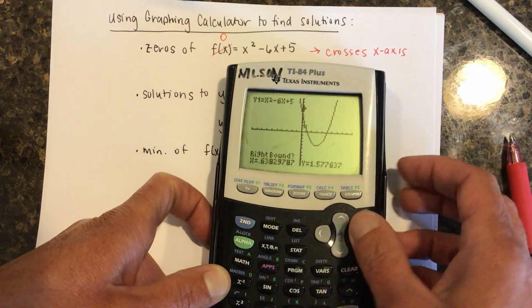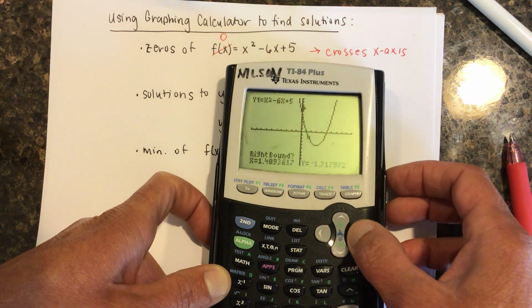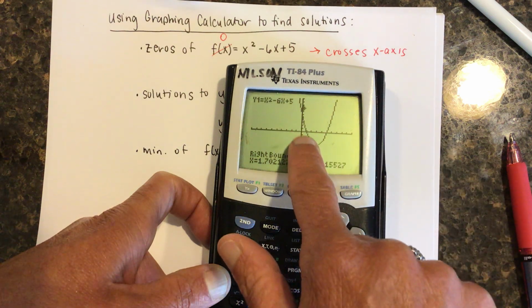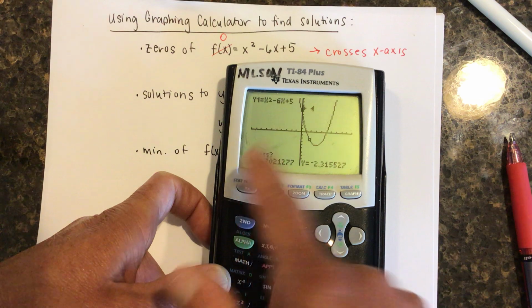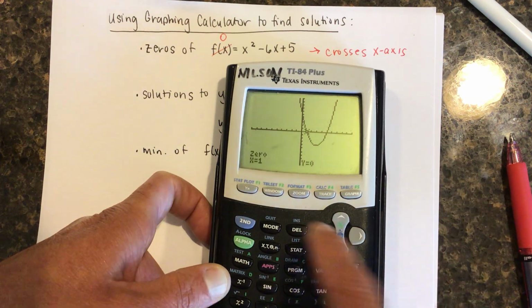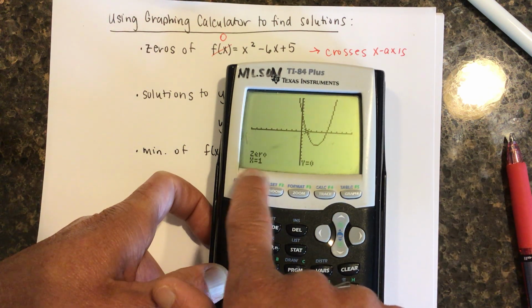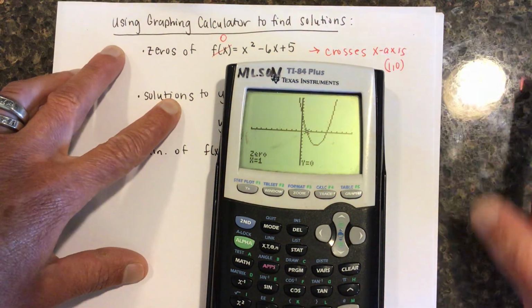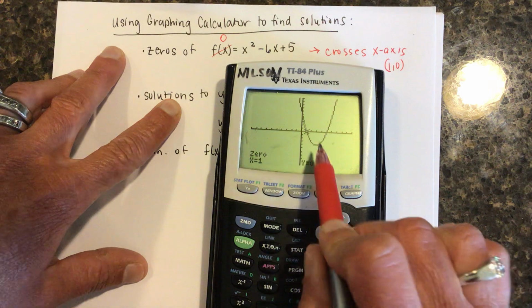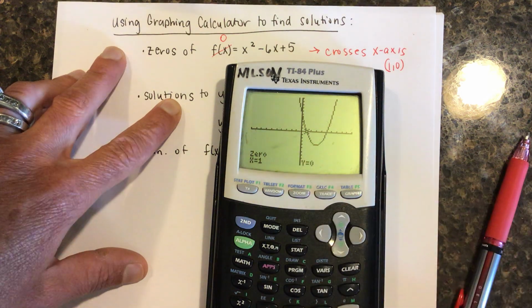And then it says right bound. So now I need to be on the right-hand side of that point. So anywhere to the right below it, hit enter again. Then it's going to say guess. You don't have to guess, just hit enter again. And now it'll tell you what that zero is. It's (1, 0). I'm going to go ahead and write that down. (1, 0). That is that point there, and it's sitting on that.